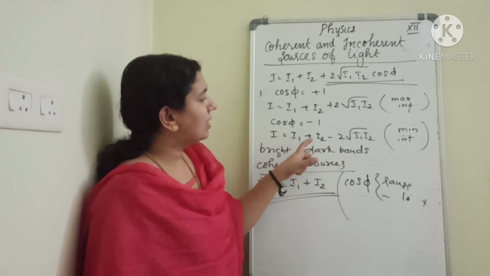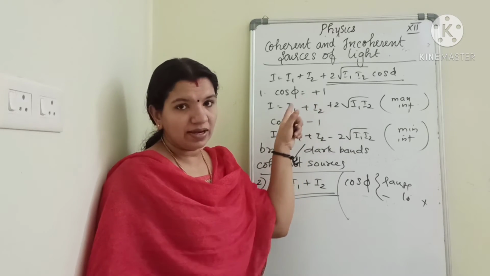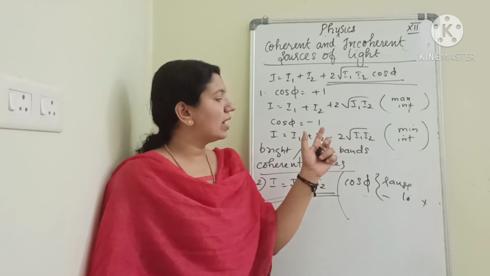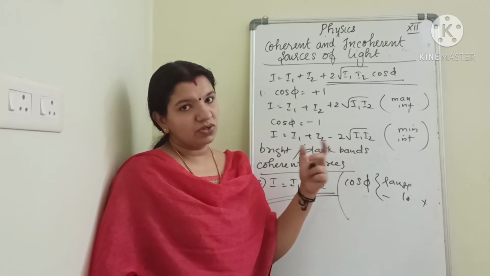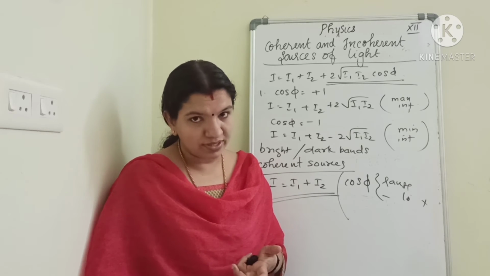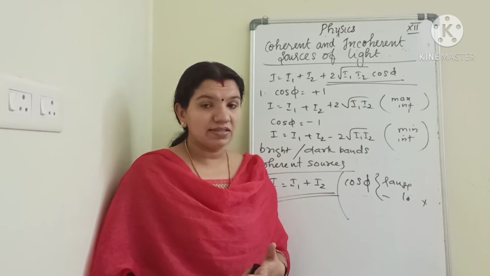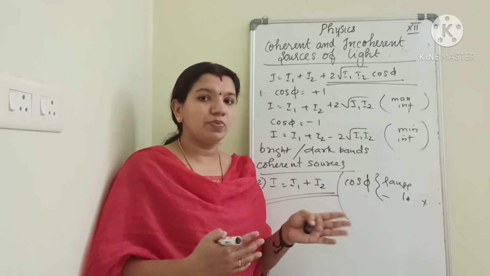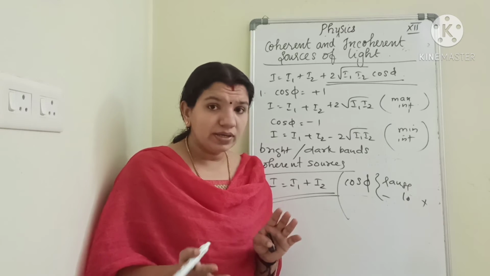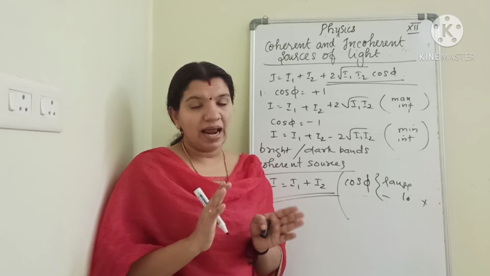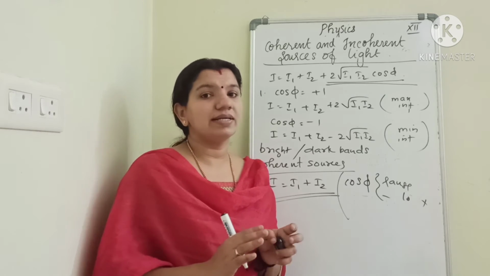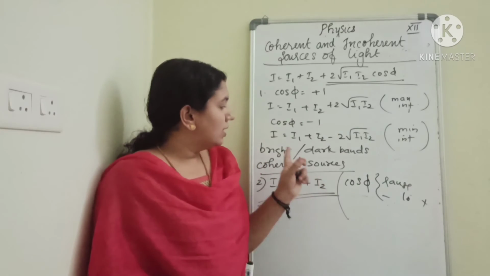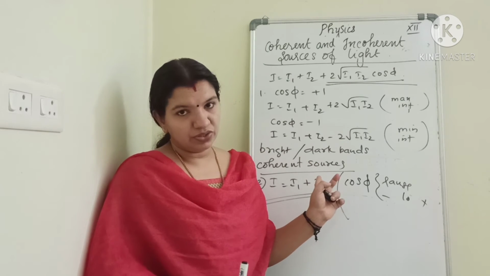You understood that only when the value of cos phi remains constant, either maximum or minimum, you are getting bright and dark bands. So you can say that interference is produced. Bright bands are produced, dark bands are produced. But if the value of cos phi is varying over a range of negative and positive values, you are not getting bright and dark bands on the screen, whereas you are getting the same intensity over the screen. Okay, so the need for coherent sources you understood.